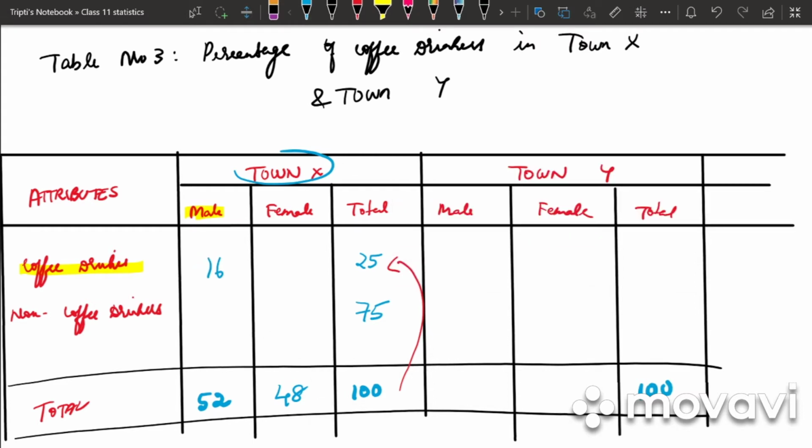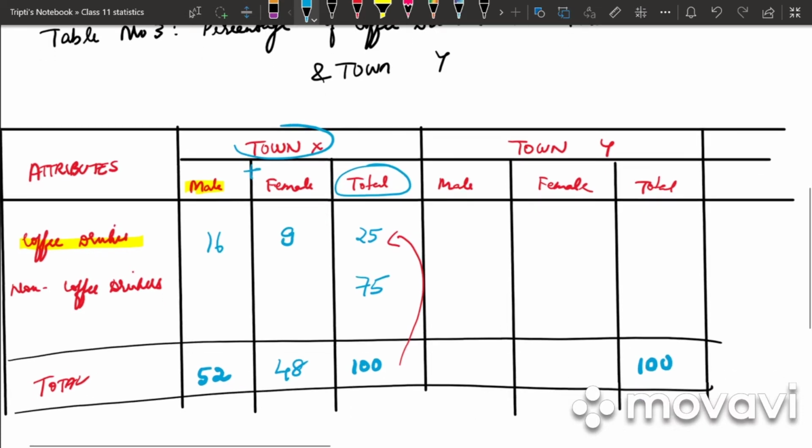The remaining information, nothing has been given to us. So how can we find out? It is very simple. We just need to add and subtract from the total. So male plus female will be the total column. So now we know the total, that is 25. We know out of 25, 16 were males. So how many females will remain? 9. That is 25 minus 16.